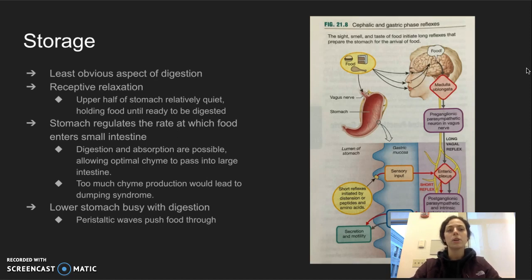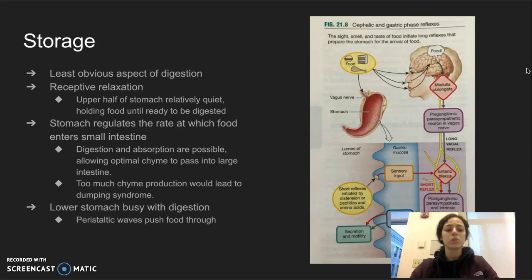So both parts of the stomach are actually in use. In the upper portion of the stomach, there's something called receptive relaxation taking place, which is when the upper half of the stomach is relatively quiet and it's holding food until it's ready to be digested. And this allows the stomach to regulate the rate at which food enters the small intestine. So the stomach will relax and then expand to hold that increased volume of food.